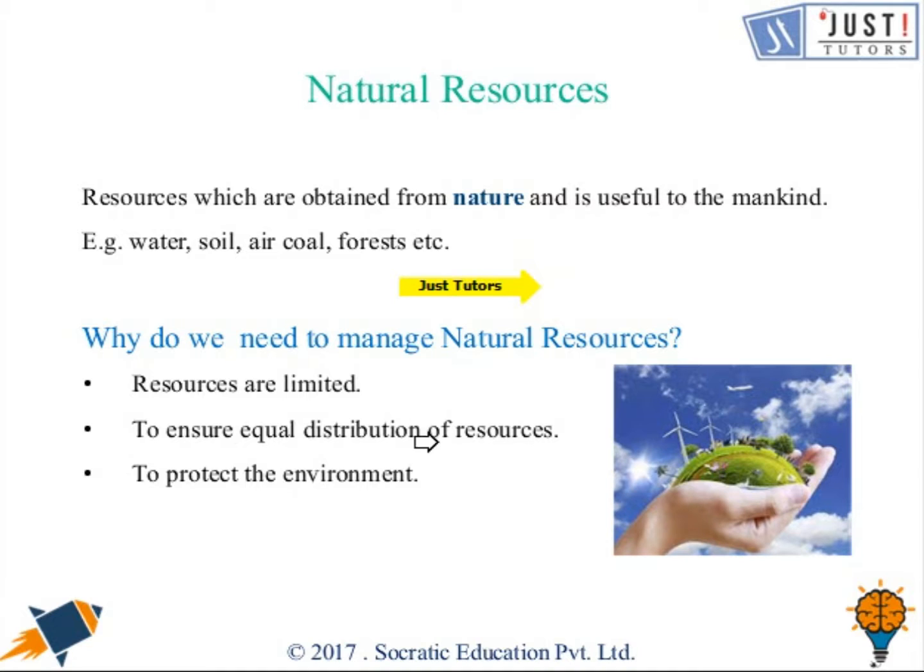Now, why do we need to manage natural resources? Basic reasons are that resources are limited, to ensure equal distribution of resources, and to protect the environment. Natural resource management deals with managing the way in which people and natural landscapes interact. It brings together land use planning, water management, biodiversity conservation, and the future sustainability of industries like agriculture, mining, tourism, fisheries, and forestry. Conservation is the management for the benefit of all life including humankind of the biosphere so that it may yield sustainable benefit to the present generation while maintaining its potential to meet the needs and aspirations of future generations.